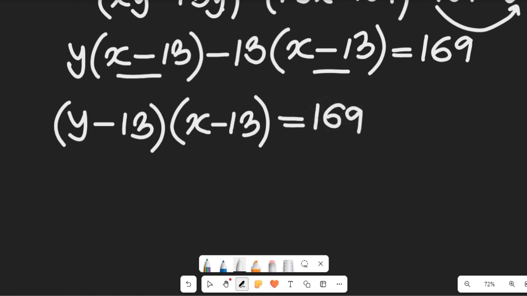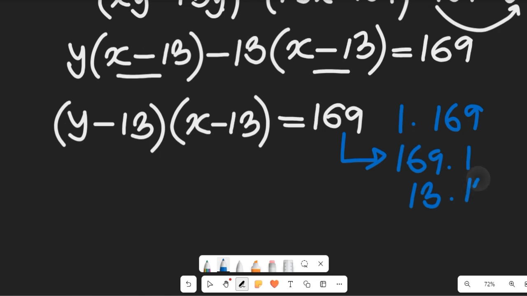Good. Now from this, I can easily find the value of x and y, right? Looking at the value of x and y, I can easily factorize this. If I factorize this expression, this can easily give me three cases. 1 multiplied by 169 is going to give me 169. I can have 169 multiplying by 1, and that will still give me 169. Remember, 13 multiplying 13 will still give me 169.